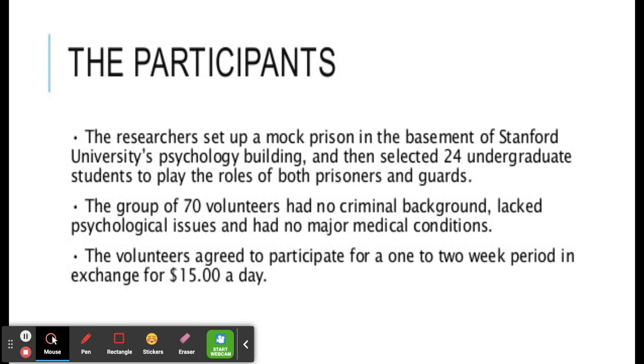So now we're going to be looking at the participants. So the participants included the researchers setting up a mock prison in the basement of Stanford University's Psychology Building, and then selecting 24 undergraduate students to play the roles of both prisoners and guards. So they had this whole system set up. They would go in prison, they would be locked there, and then they would carry out what they needed to carry out for this. So the group of 70 volunteers had no criminal background, lacked psychological issues, and had no medical conditions, so they were in pretty good health.